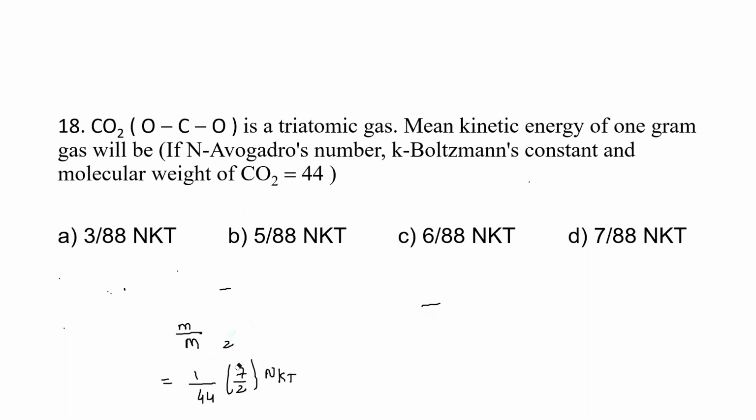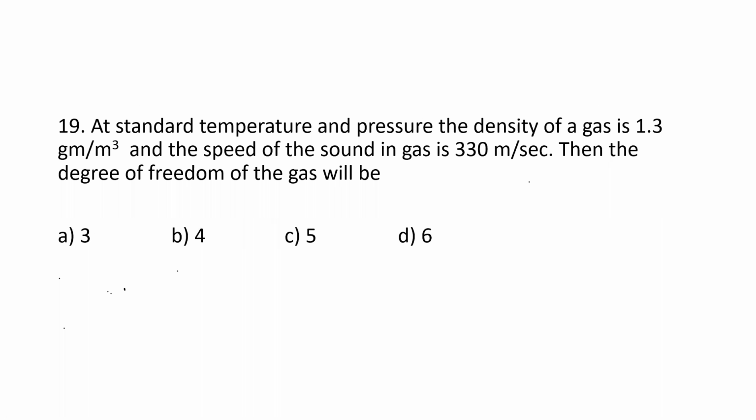The energy expression is what we need to take. For a triatomic molecule, the degree of freedom is 7. It is a linear one. Therefore, the f value will be 7 here. Therefore, it becomes mu 7 by 2 into RT. Just substitute the value, then simplify.